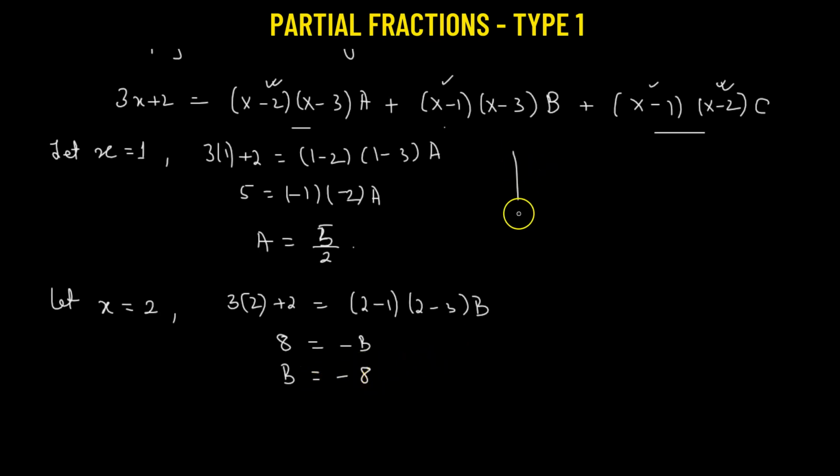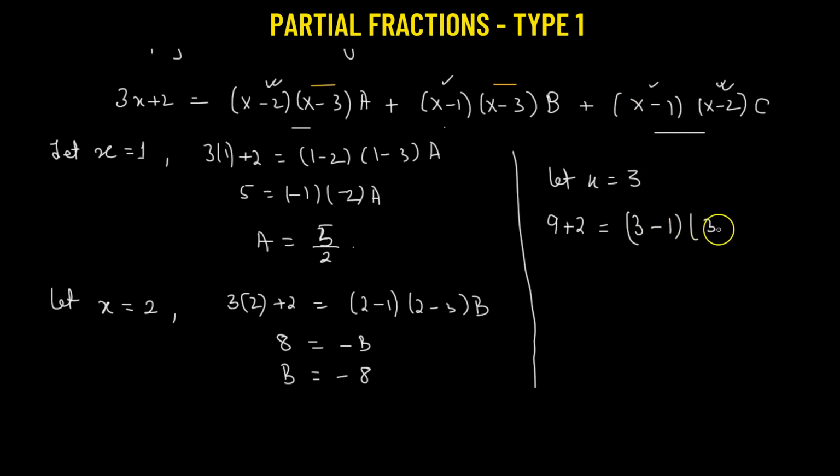Now that we have obtained B, our final task is to obtain the value of C. Here we choose x in such a way that the first and second terms go to 0. We observe that x minus 3 is the common factor between these two terms. So we choose x equals 3 and substitute into the entire equation. We have 3 times 3, that's 9, plus 2, equals the third term only, since the first and second terms go away. That is 3 minus 1 multiplied by 3 minus 2 times C. So 9 plus 2, that's 11, equals 2 multiplied by 1 multiplied by C. So our C value is 11 over 2.